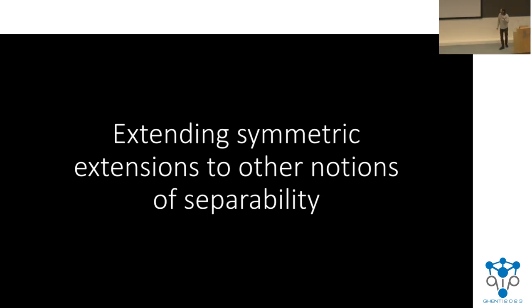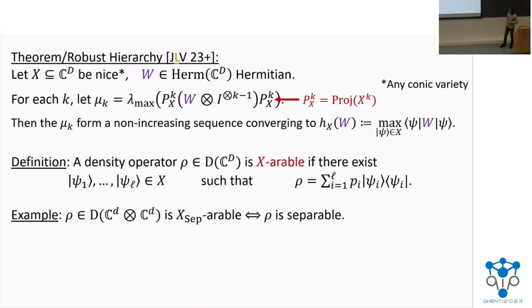But we can actually use it to extend the DPS hierarchy to certifying other notions of separability. Just like it's natural to ask if a mixed state can be written as a convex combination of product states, it's also natural to ask if your mixed state can be written as a convex combination of some other states of low entanglement. So that's why we are coining this term, exorable. A state rho is exorable if it can be written as a convex combination of pure states, each coming from this fixed set X, some set of low entanglement.